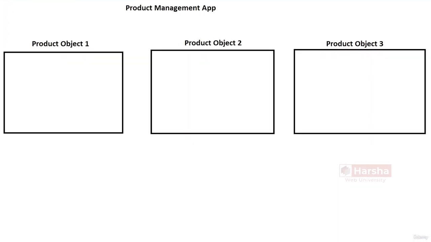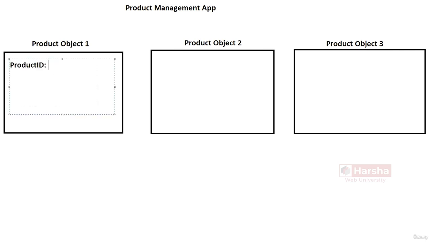Suppose we are developing a product management application where you want to store and manipulate the product's details. And assume we have 3 products. So each product is represented as an object. So we have 3 products, so we have 3 objects.